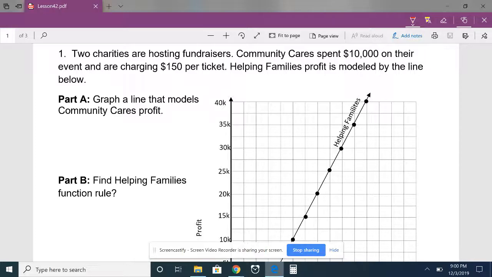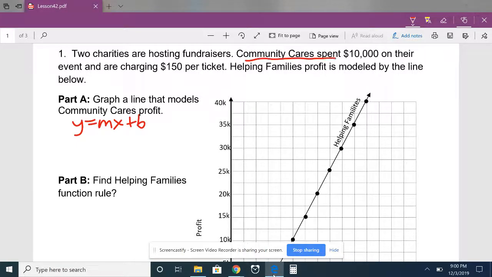So it says two charities are hosting fundraisers. Community Cares spend $10,000 on their event and are charging $150 per ticket. Helping Families' profit is modeled by the line below. In part A, we're going to graph a line that models the Community Cares profit. So we could just tell our y equals mx plus b equation right from looking at the problem, right?